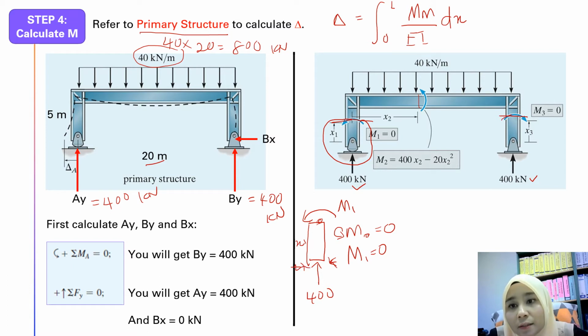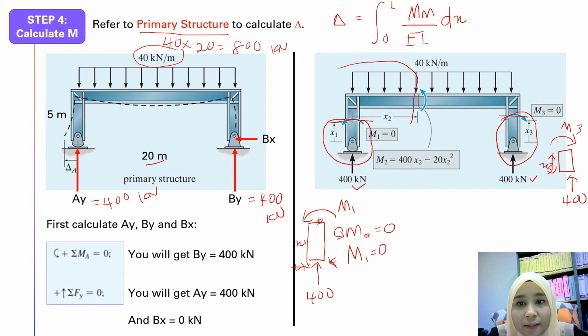Same like this section. So M3 also equal to 0, because when you cut here, this is your M3 and X3. This is 400. Okay, nothing can be multiplied with X3 to get M3. So M3 is 0. Then to get M2, you need to take this section.